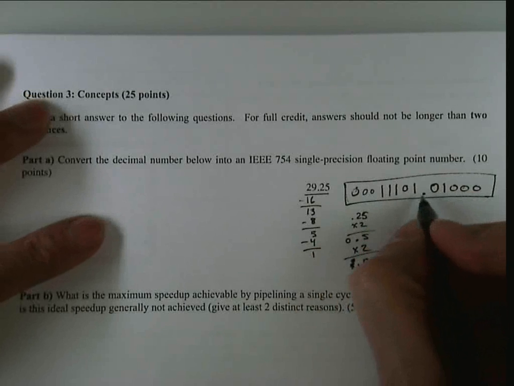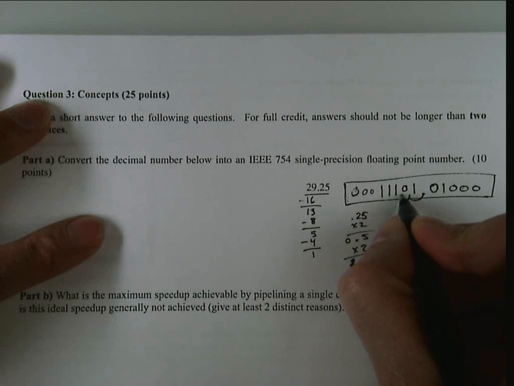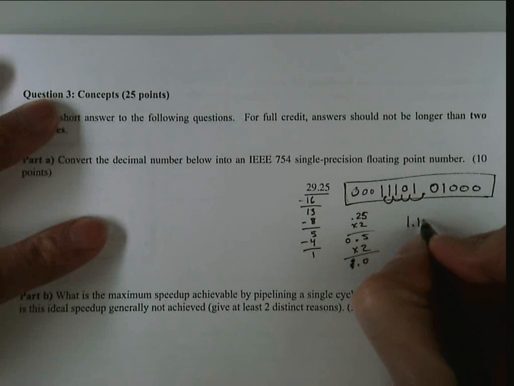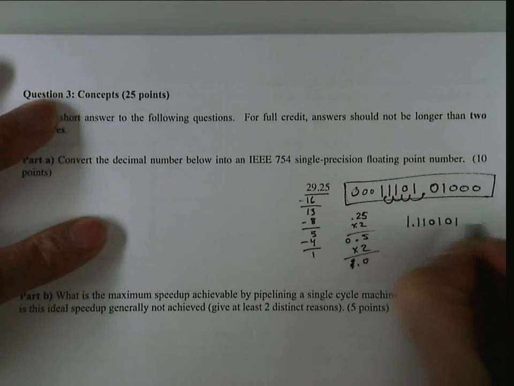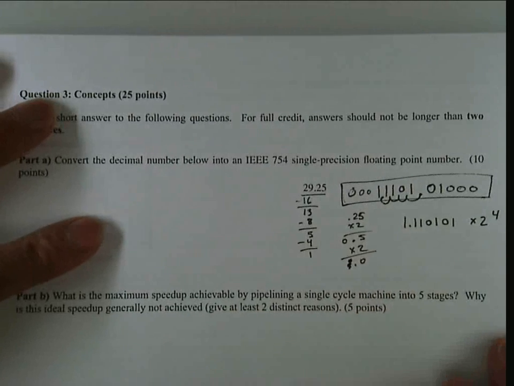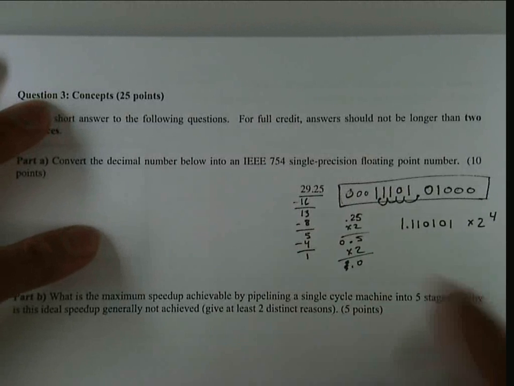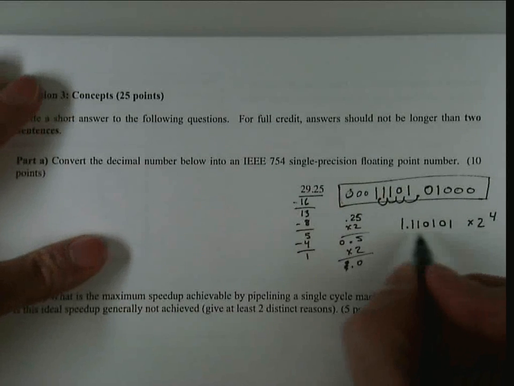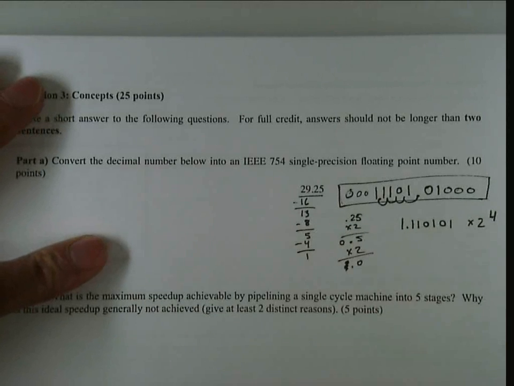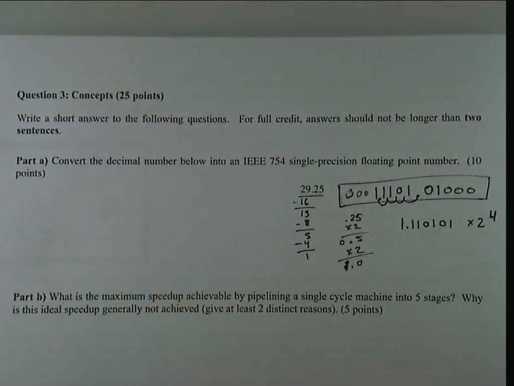I'm going to normalize this binary number by moving the decimal point 1, 2, 3, 4 points to the left. So that means the normalized number that's equivalent is 1.110101 times 2 to the 4th. So I have my normalized binary number.